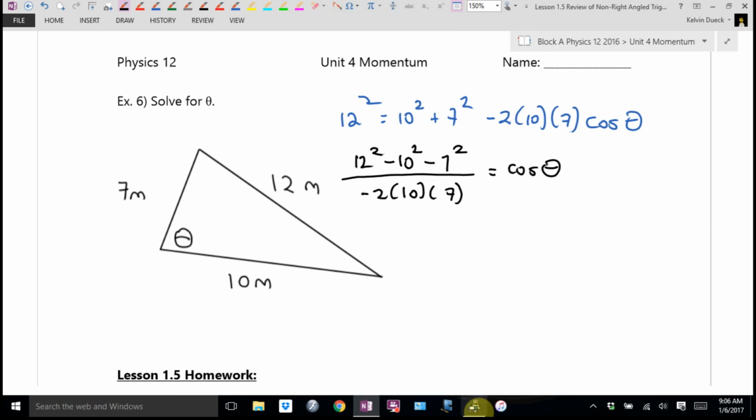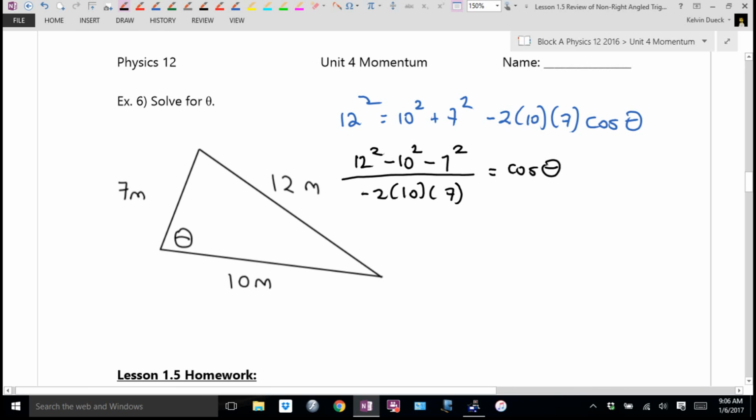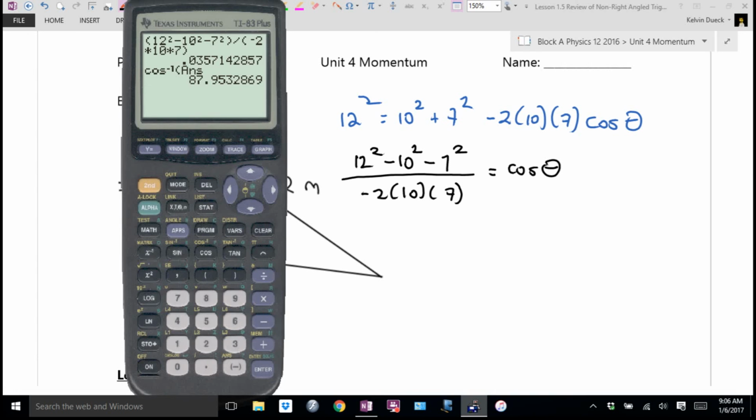What do you get? I'm going to go 12 squared minus 10 squared minus 7 squared, divided by, close bracket, negative 2 times 10 times 7. You're trying this on your calculator, Ty? Thank you. And then shift cos of that. Almost a 90-degree angle, but not quite, which looks about right. It does look like almost a 90-degree angle, but not quite. I get 87, you know what, 88 degrees, I guess, if I round off properly.